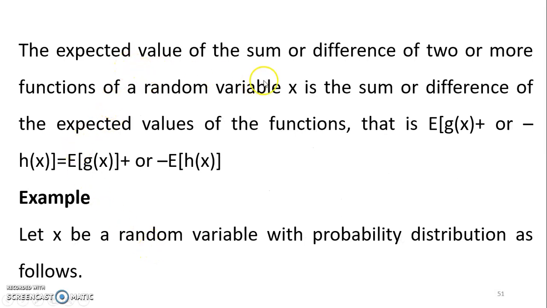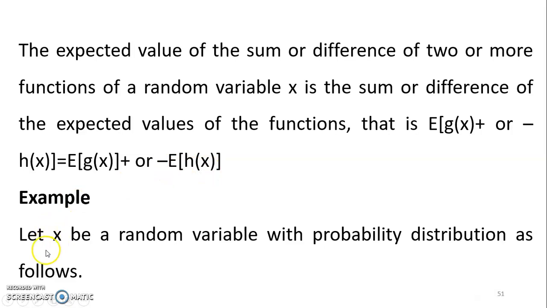The expected value of the sum or difference of two or more functions of a random variable x is the sum or difference of the expected values of the functions. That is to say, the expected value of the sum or difference of two or more functions. So this is one function and this is another function. The expected value of the sum of these two functions is equal to the sum of the expected values of each of these functions, or the difference of the expected values of each of these functions.